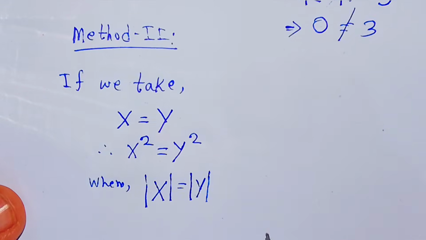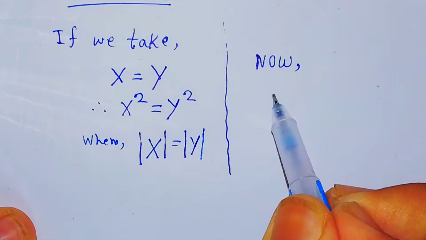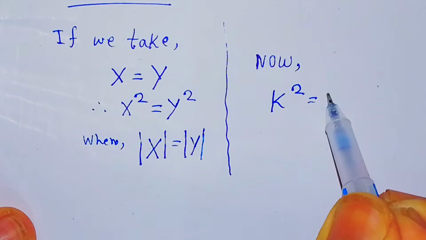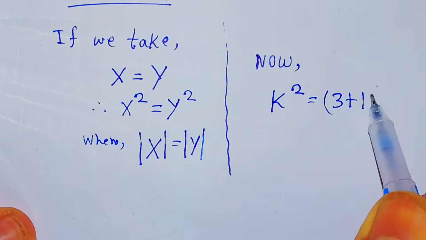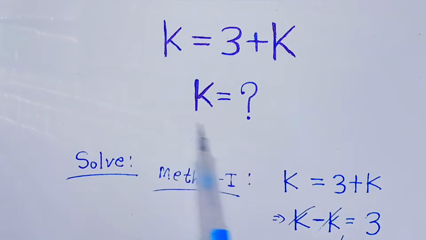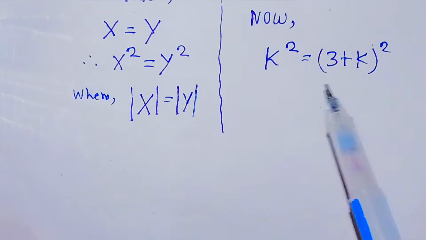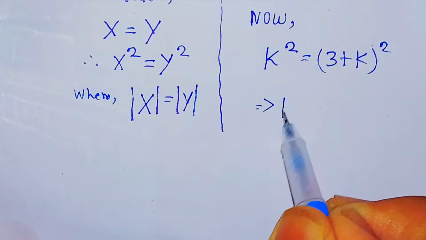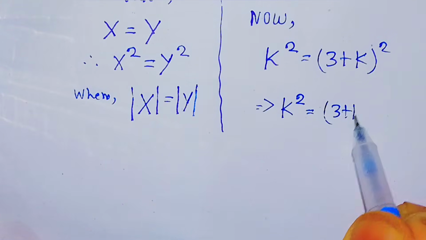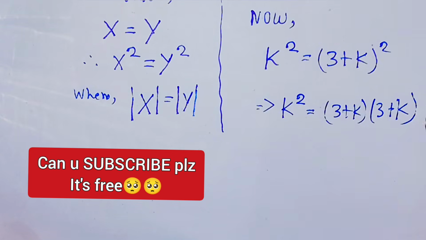After that we write down the main equation. Now the main equation was k square is equal to bracket 3 plus k bracket square. We use this k equal 3 plus k equation and square both sides. After that we get k square is equal to 3 plus k times 3 plus k. It means 3 plus k whole square.